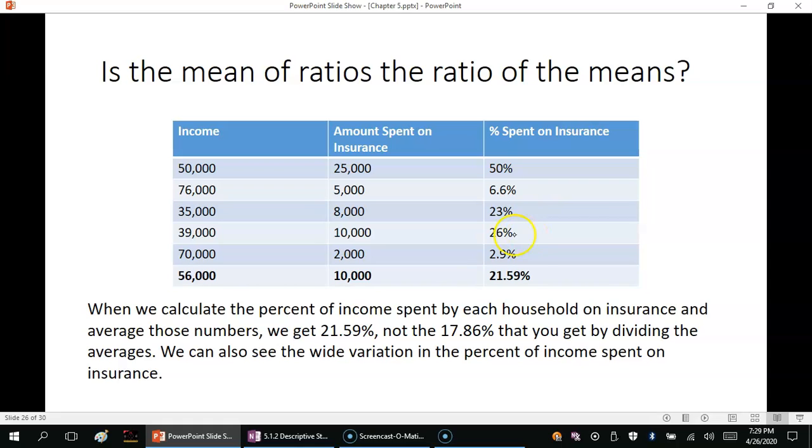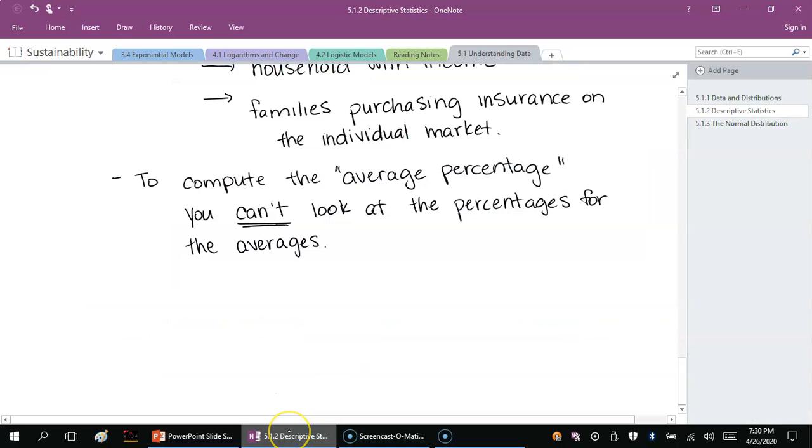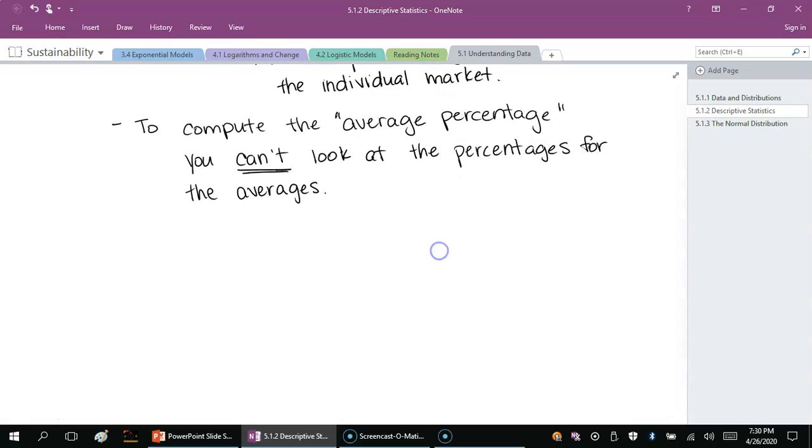Okay, so hopefully this convinces you that this type of math doesn't work out. You can have two samples that have this average for the income and this average for the amount spent on insurance, and the percent of income spent on insurance doesn't come out to just 10,000 divided by 56,000. What I want to do now is go back over to my notes and give you an algebraic reason why. And what it really comes down to is the order of operations.